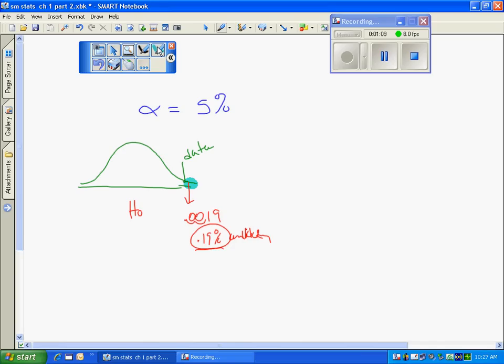In fact, it's very unlikely. Comparing this value, which now we're going to call probability or p-value, to alpha. Well, it's less than. This value, 0.19%, is less than 5%. This was my cutoff for likeliness. This was very unlikely, so this would cause me to reject.